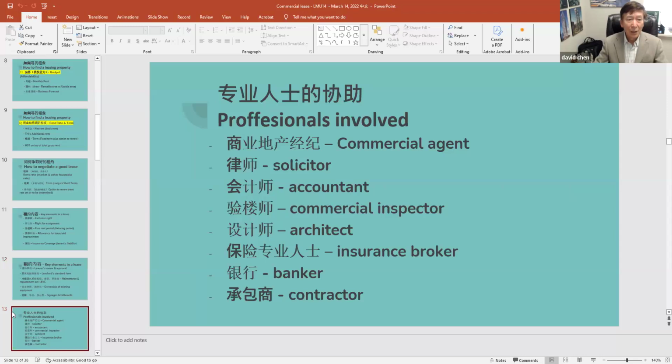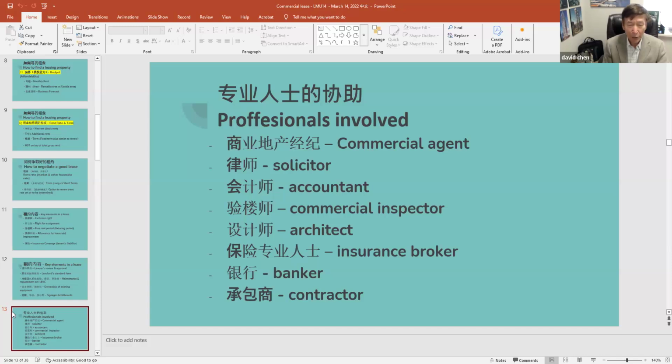All right. And I already mentioned that in a commercial lease we involve a lot of specialists, not only the agent but also a lawyer, sometimes an accountant. We also have an inspector, an architect, and an insurance broker. Of course, sometimes a banker or lender as well, and a lot of different contractors we may need for a commercial lease as well.